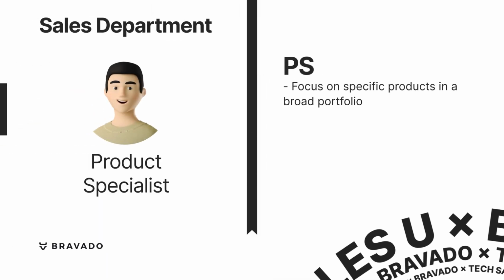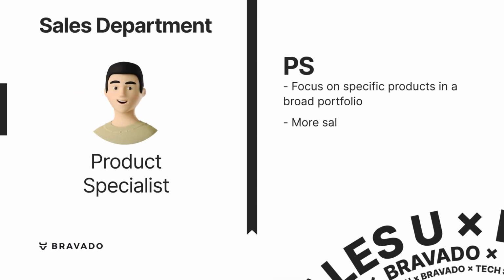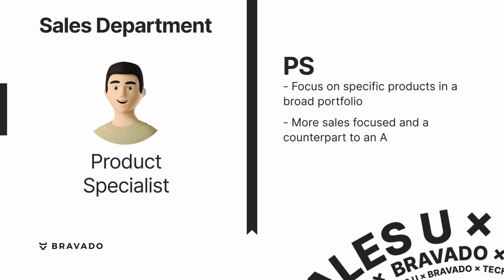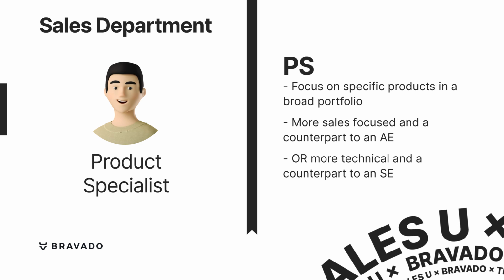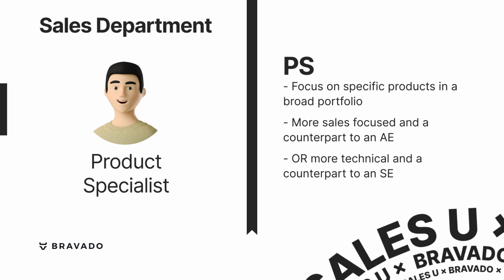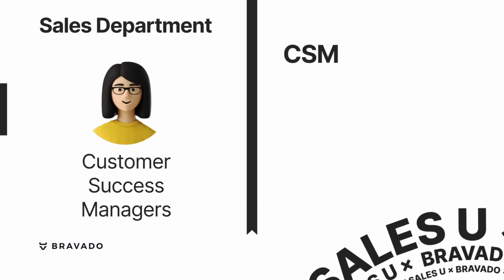Product specialists. As products and platforms get more complex, you might have product specialists that focus on specific products in a broad portfolio. For example, the major cloud platforms have over 200 services, making it very difficult for individual AEs or SEs to talk in depth about each service. Product specialists can be more sales focused and a counterpart to the AE, or more technical and a counterpart to the SE.